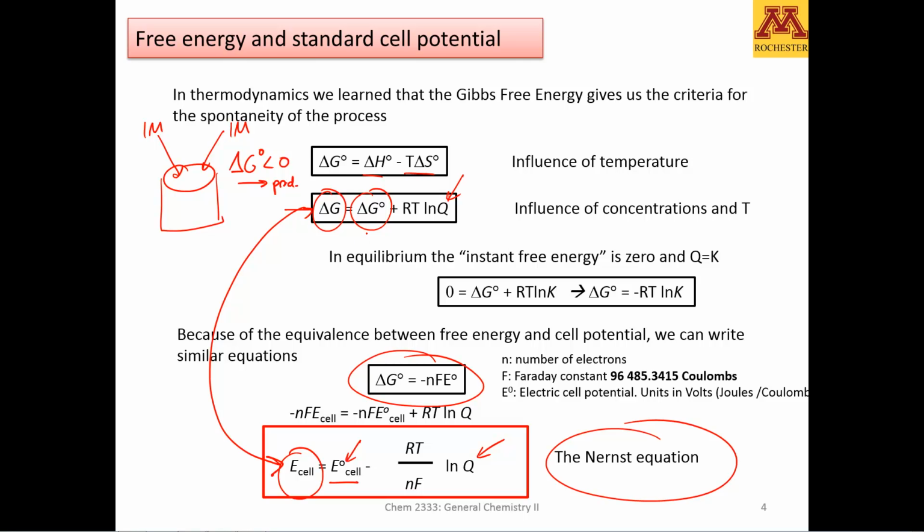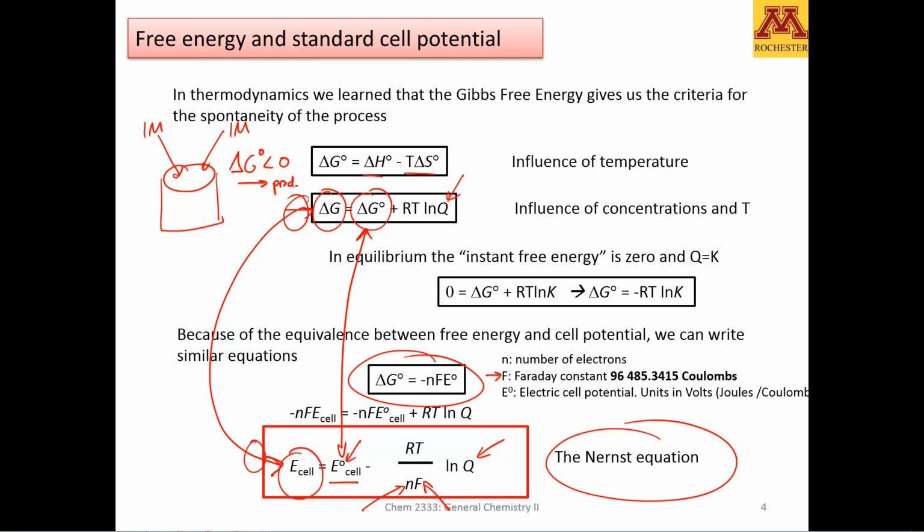The same way that this would be equivalent to this one. These two, the standard ones, do not depend on the concentration. You can find them on tables. R is the gas constant, T is the temperature, N is the number of electrons being exchanged, and F, as you will remember, is the Faraday constant, which is the charge of 1 mole of electrons, how many coulombs 1 mole of electrons has. So pretty much these two equations are equivalent.